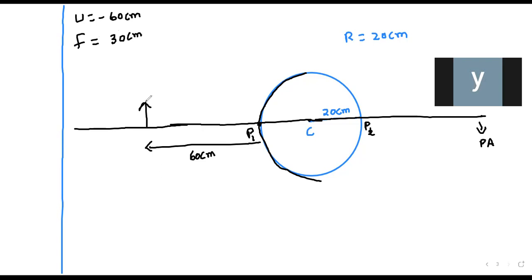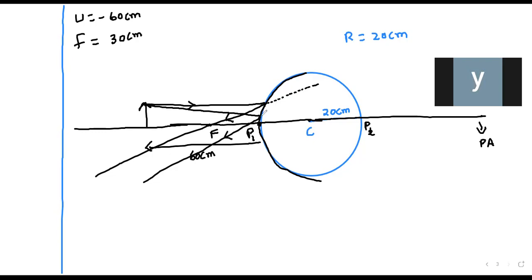Whenever the light is incident parallel to the principal axis, what will happen? The light ray will pass through the focal point. Since it is of diverging nature, whenever we extend it backwards, suppose like this, it will form an image.